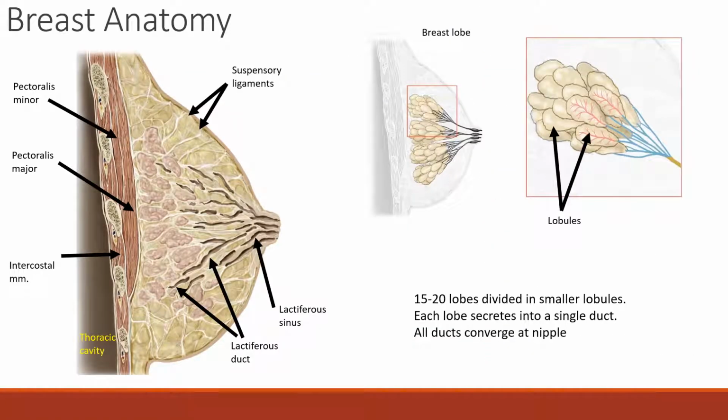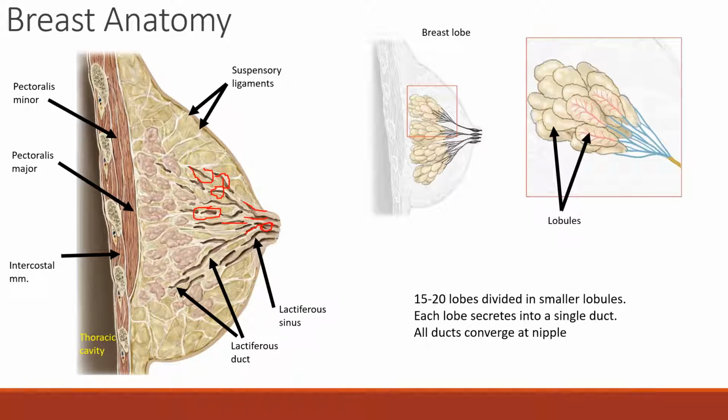Here we see a breast in cross-section, and we can see how each of these little spaces here is part of the lactiferous duct. So, a lactiferous duct for each lobule, and those ducts all lead towards the nipple. Each duct has its own opening, and this tiny enlargement here is the lactiferous sinus.